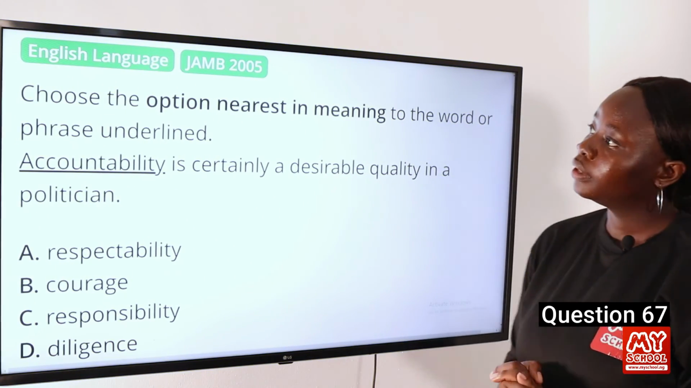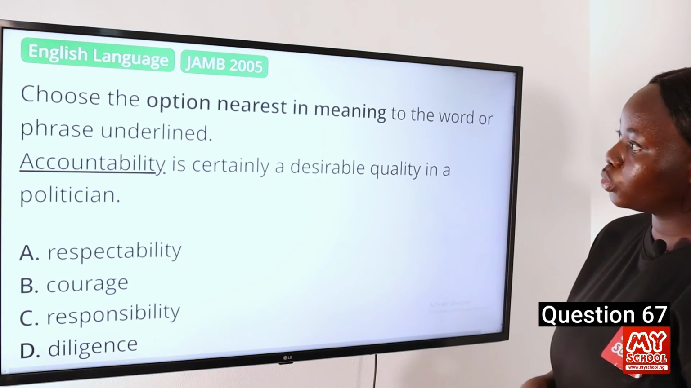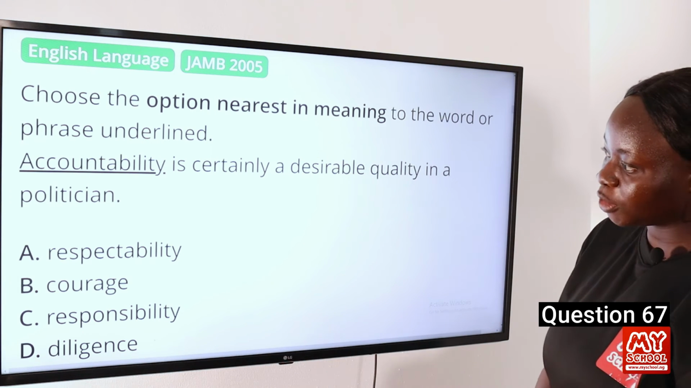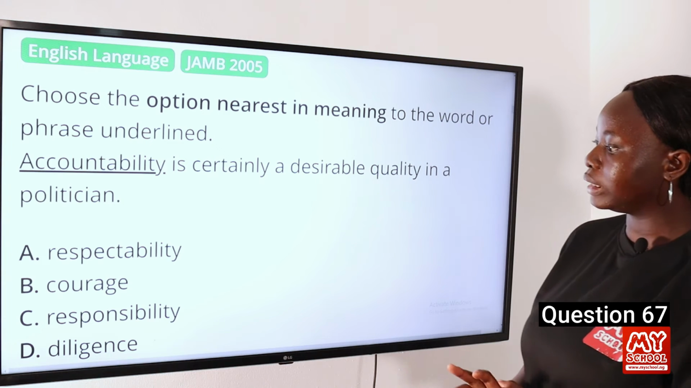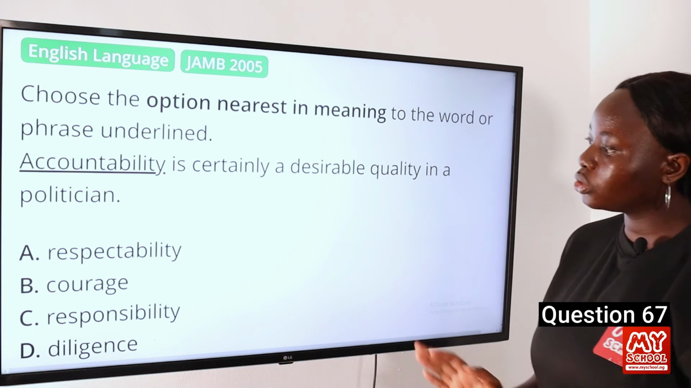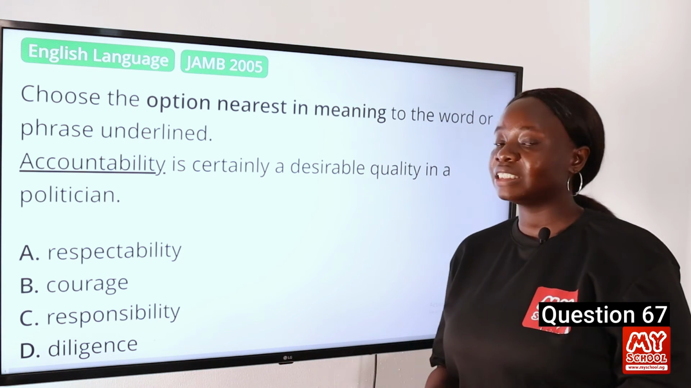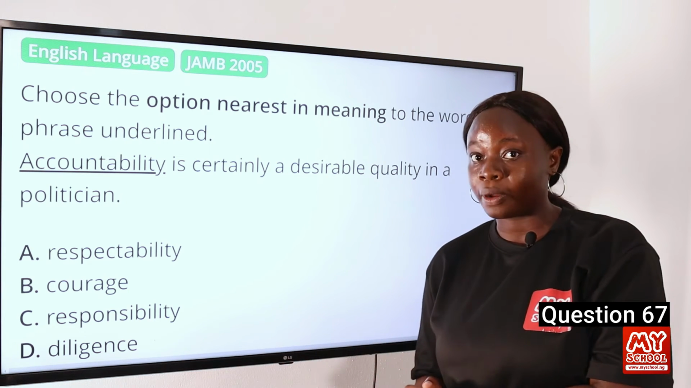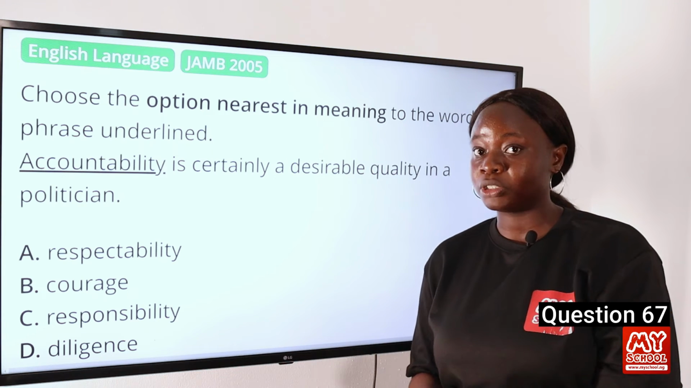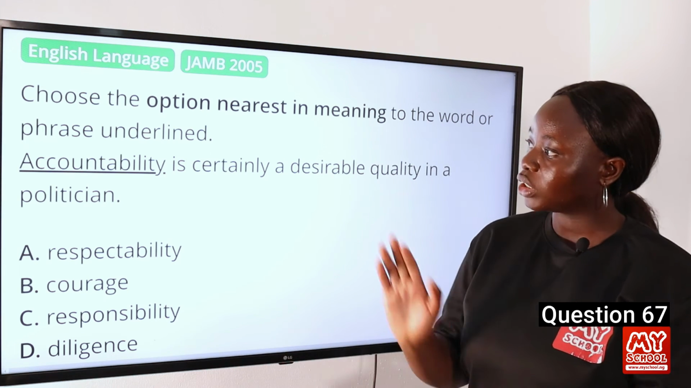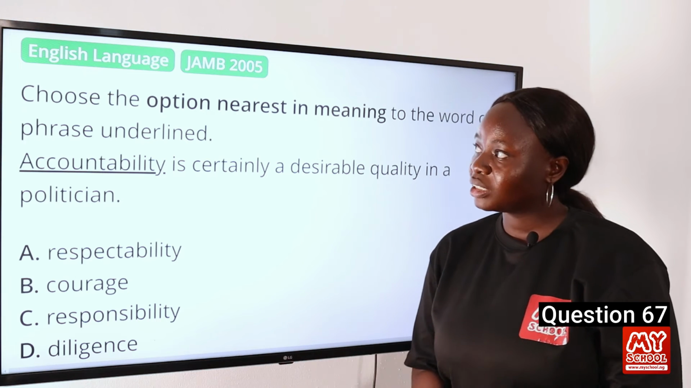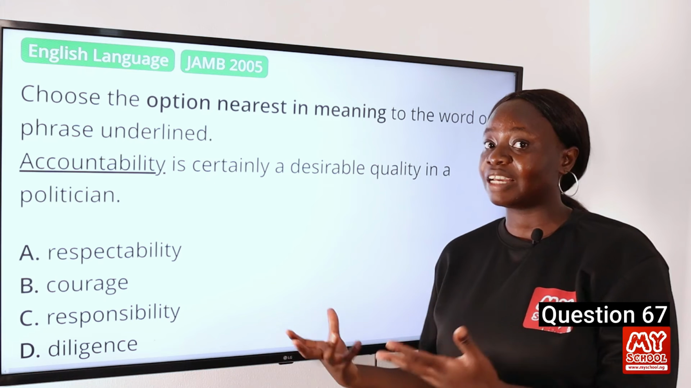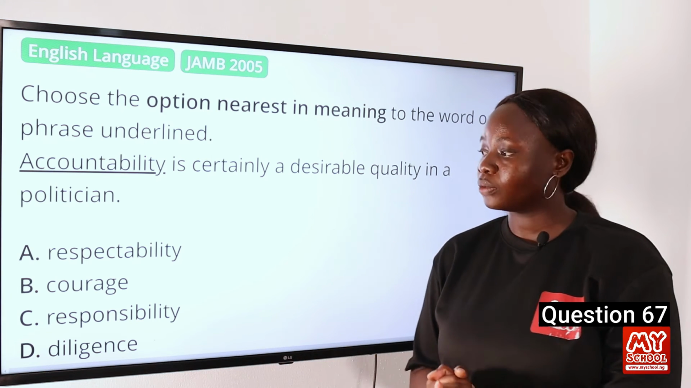Question 67. Again, we have to look for the option nearest in meaning to the underlined word. Accountability is certainly a desirable quality in a politician. A, respectability, B, courage, C, responsibility, and D, diligence. The answer to this question is option C. Accountability means being able to account for your actions and the things you do, especially when you're placed in a position of power. When you're given a lot of responsibility, you should be able to account for your actions. So that is what accountability is. Respectability is not a synonym for accountability. Respectability has to do with doing something that is deserving of respect.